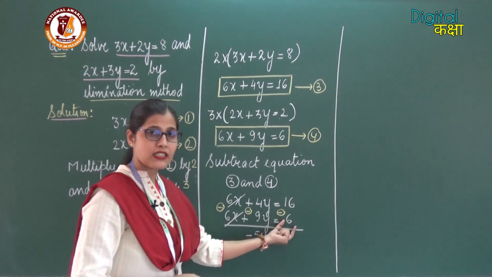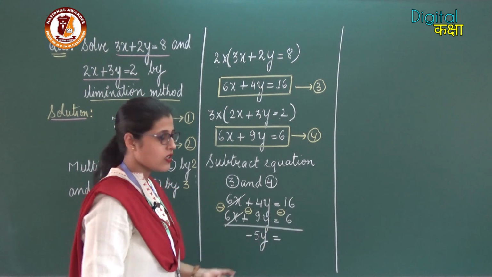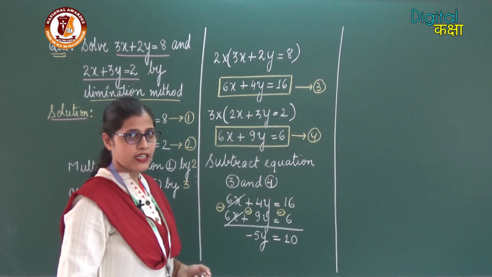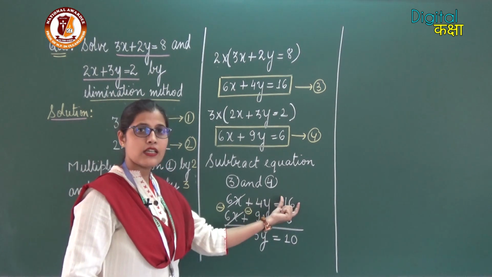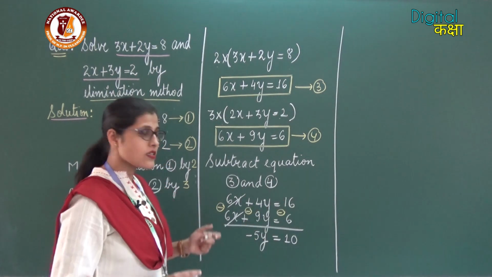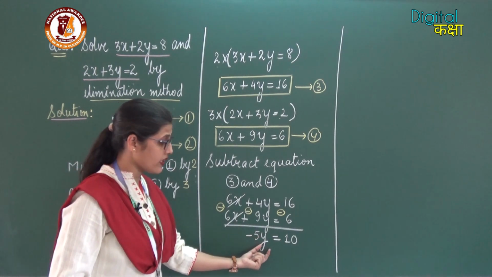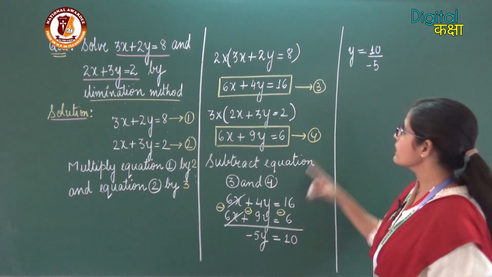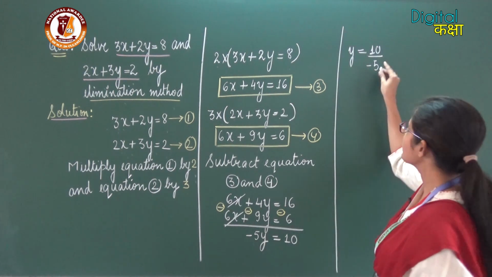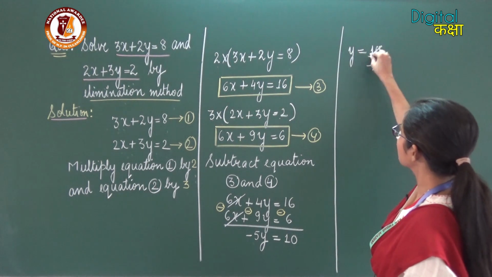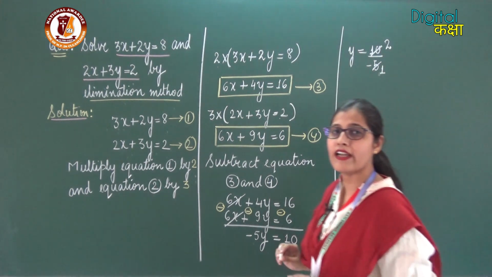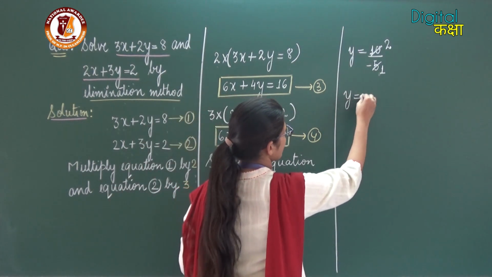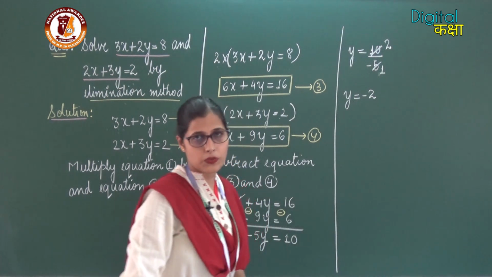Again, we will subtract 6 from 16. So the answer will be 10. It will be positive 10 as the greater number has a positive sign. Since we want the value of variable y, we will bring this minus 5 to the denominator. Now we will simplify it. 5 ones are 5 and 5 twos are 10. Thus the value of variable y will be minus 2.